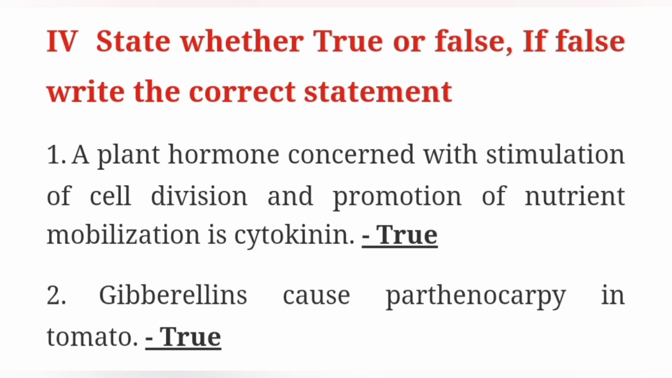Fourth Roman letter, state whether true or false. If false, write the correct statement. First one, a plant hormone concerned with stimulation of cell division and promotion of nutrient mobilization is cytokinin. The statement is true. Second one, gibberellins cause parthenocarpy in tomato. The statement is true.